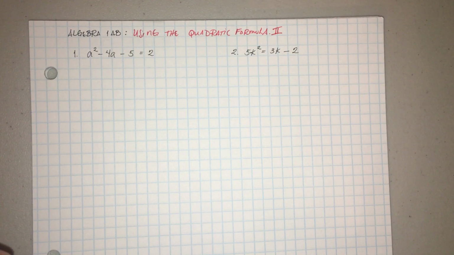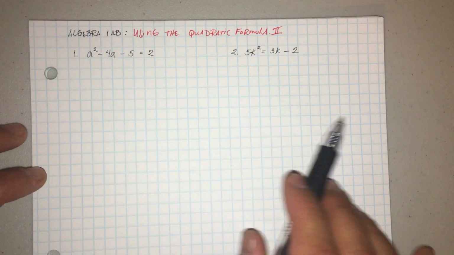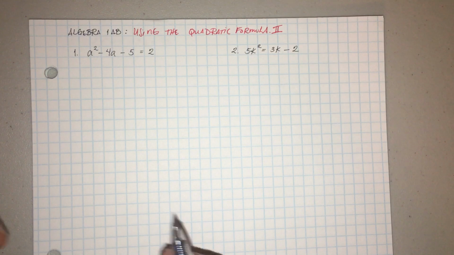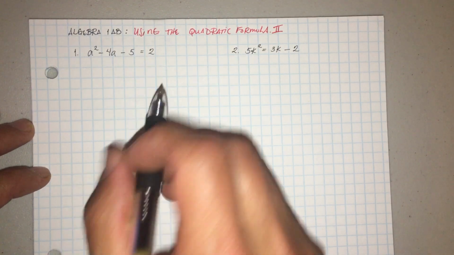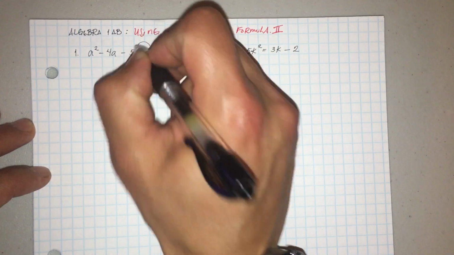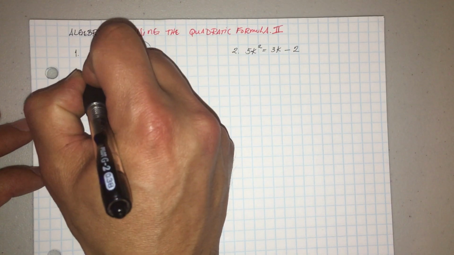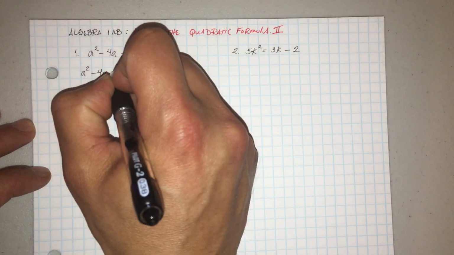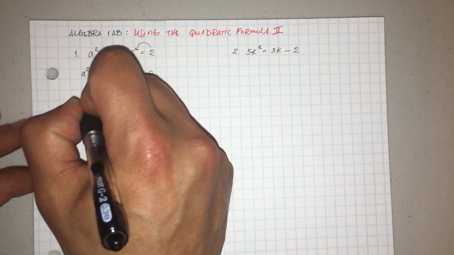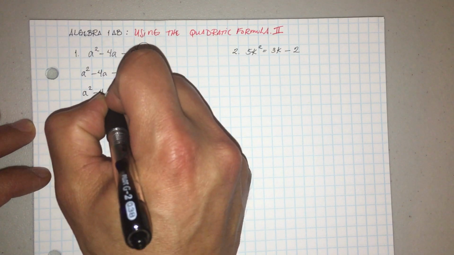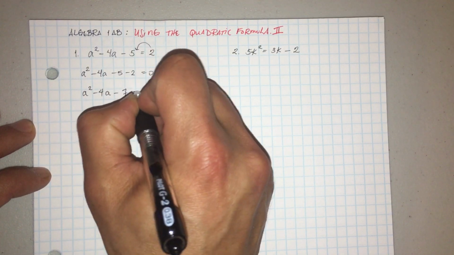We have to go ahead and rewrite this as a quadratic and set everything equal to 0. Tenemos que combinar todo y igualarlo a 0. And if you notice, you have this 2 over here, so I'm going to bring it over here to the left. Lo voy a traer a la izquierda. So now I'm going to get a squared minus 4a minus 5 minus 2. So now when I combine that, I get a squared minus 4a minus 7.